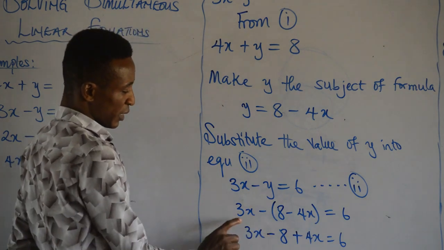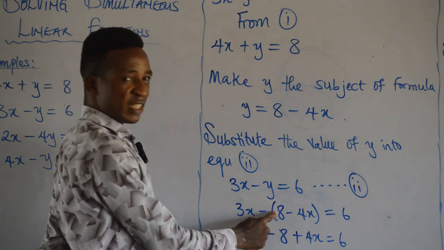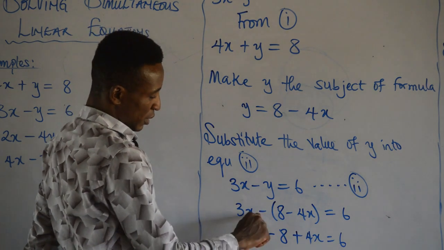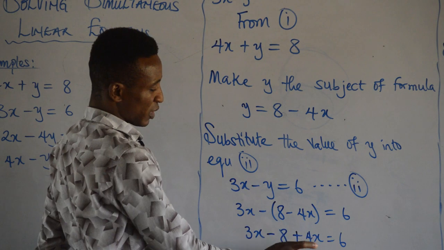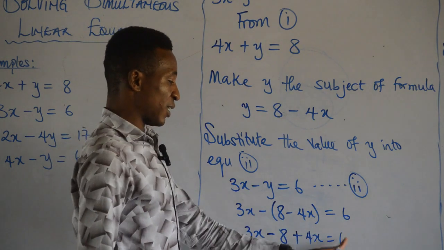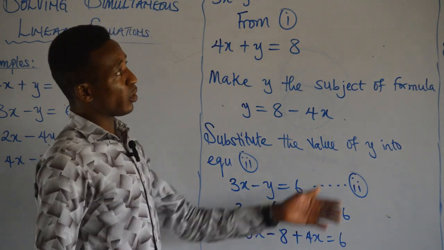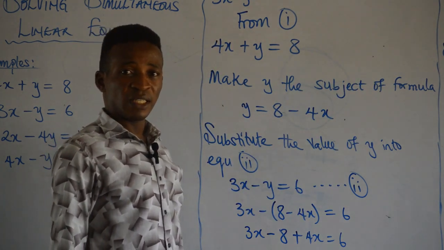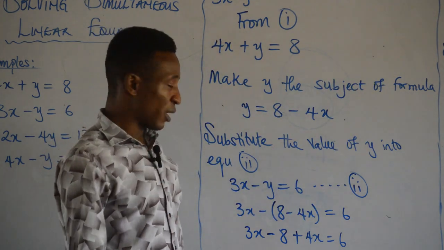Then we started opening the bracket, 3x. Now in front of this 8, we have plus. Minus times plus here gives minus. So we put the 8, minus times minus gives us plus. We have the 4x, then everything equals 6. Then after that, we collected our like terms. The like terms, we put all the variables of x together. Then the numbers, I took them to the RHS.